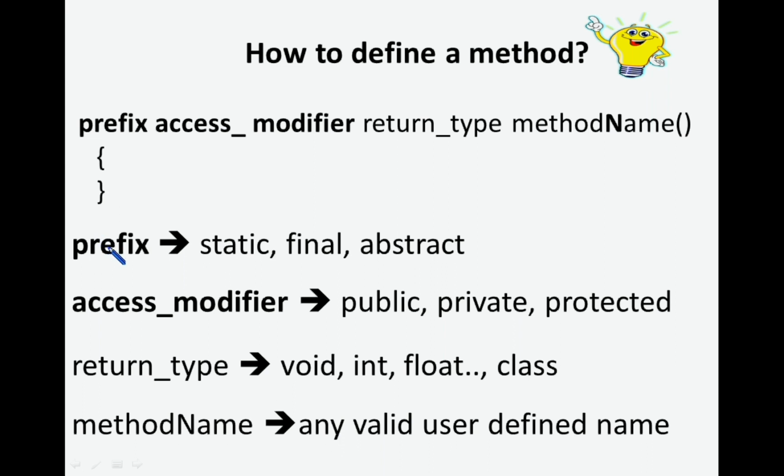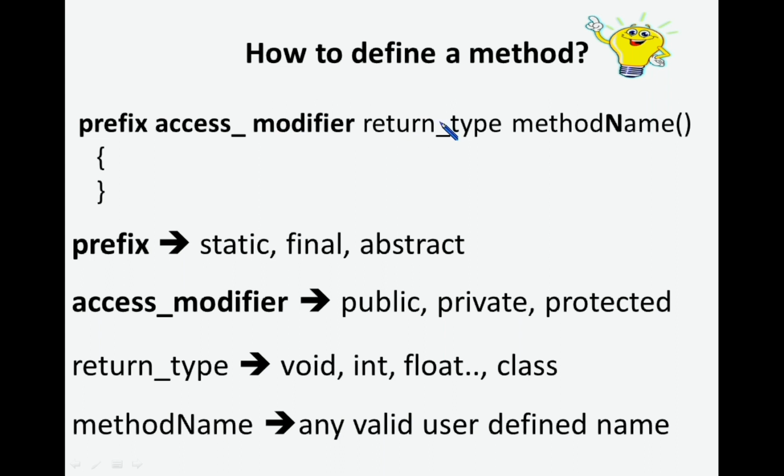So what is prefix here? It may be a static or it may be a final or it may be an abstract method. So what about access modifier? These are all the access modifiers in Java: public, private, protected. So by default it will be considered as what? Yes, friendly or package, but note down these friendly or package are not the keywords.